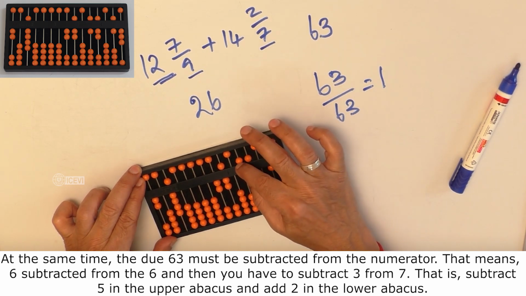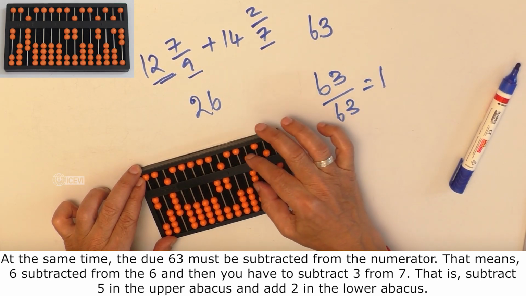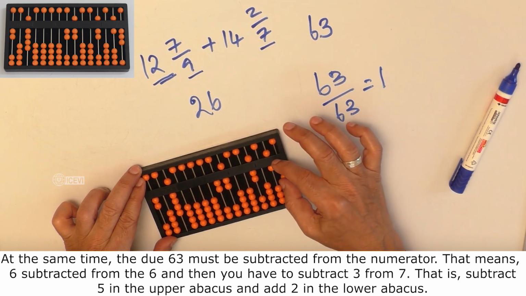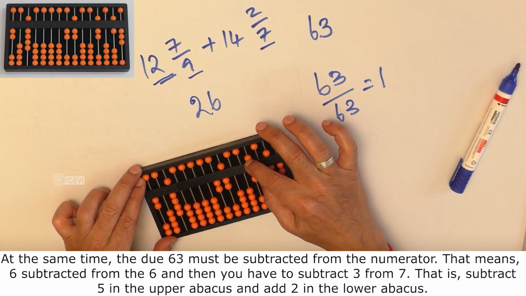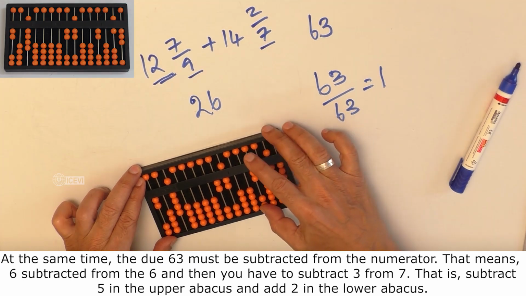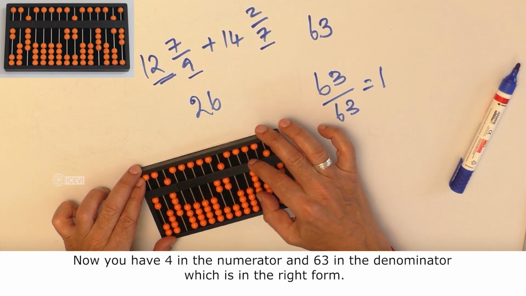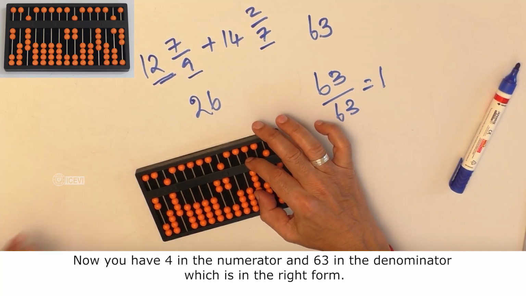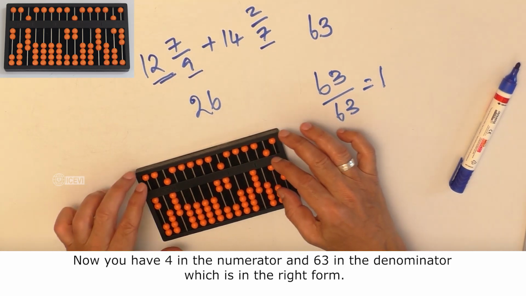That means 6 subtracted from the 6, and then you have to subtract 3 from the 7, that is subtract 5 in the upper abacus and add 2 in the lower abacus. Now you have 4 in the numerator and 63 in the denominator, which is in the right form.